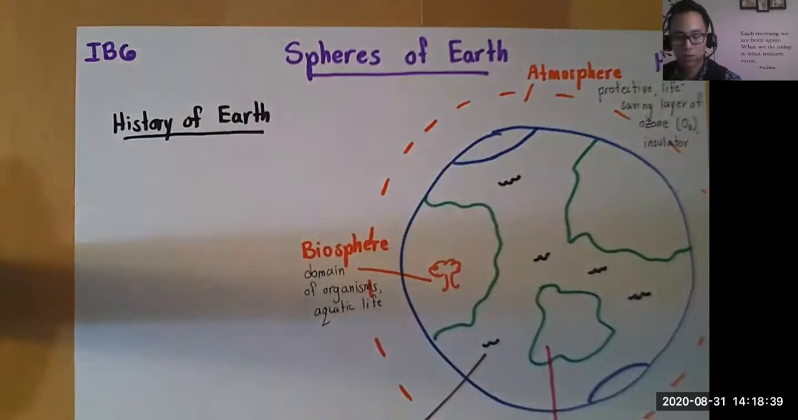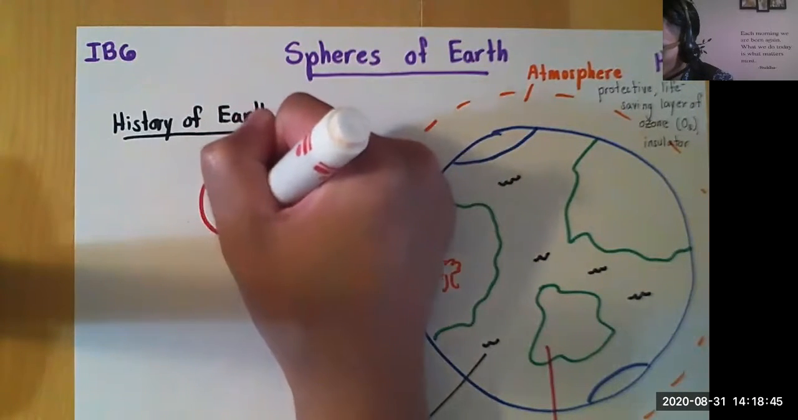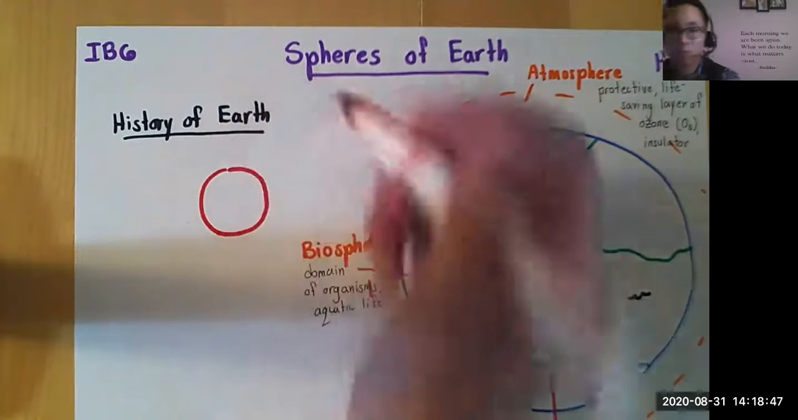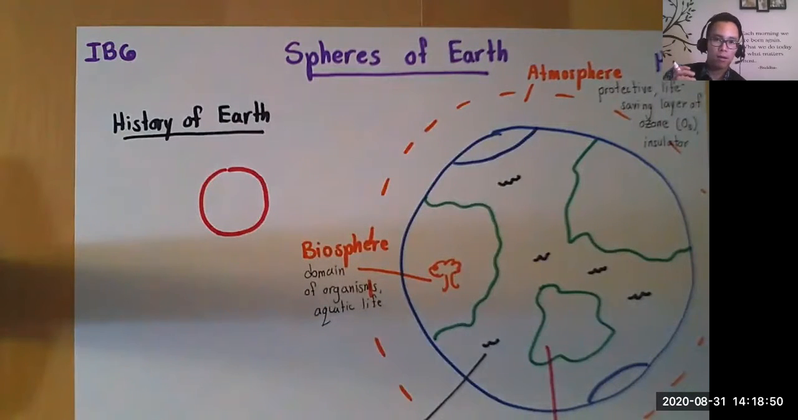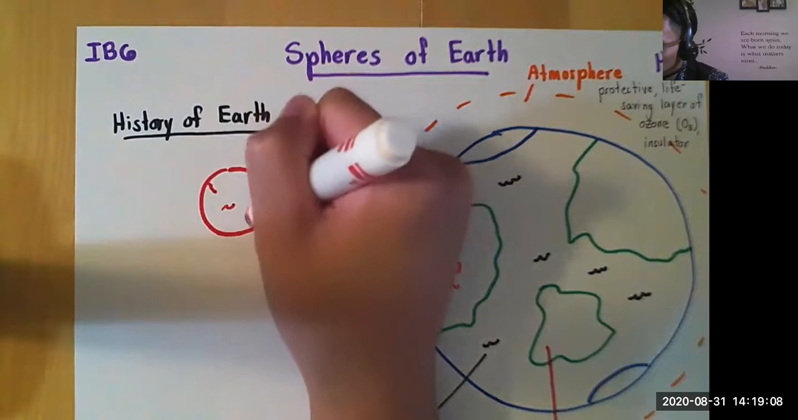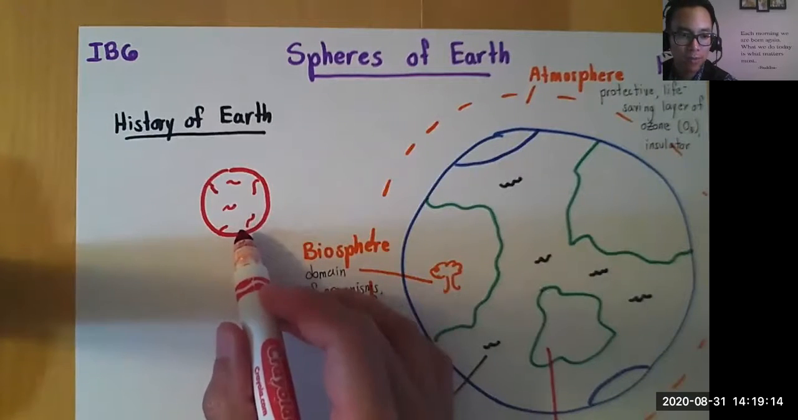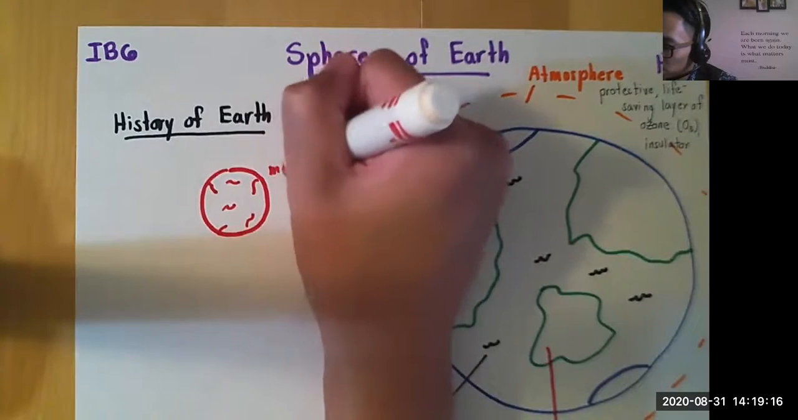Ta-da! And I'm going to draw it in red because when Earth was just forming, the sun's gravitation pulled together a bunch of different debris from other parts of the galaxy. And that debris swirled around the gravity of the sun. And then eventually that debris collided together and formed a preliminary, a primordial, a beginning Earth. So this is called molten Earth.